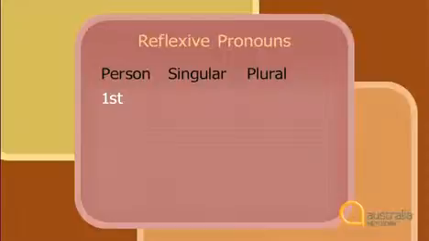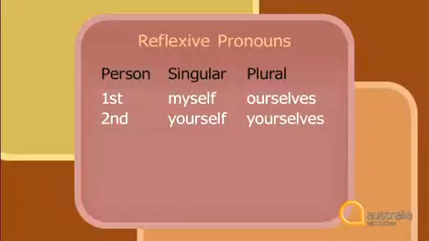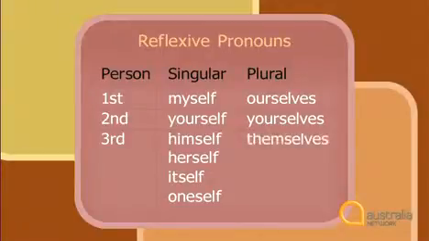I might want to emphasise myself if I am speaking in the first person, or ourselves if I am talking about me and my friends, using the plural form. I could speak in the second person about yourself or yourselves. Using third person, I can emphasise himself, herself, itself, or oneself. The plural form is themselves. All of these words are reflexive pronouns that can be used for emphasis.